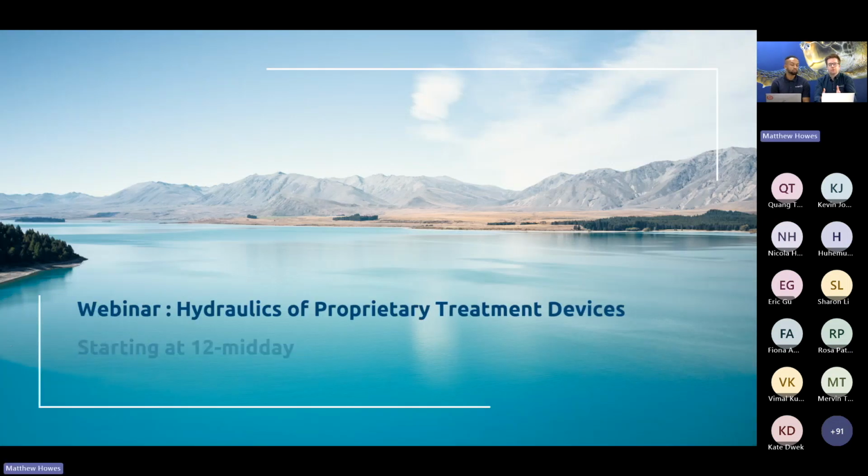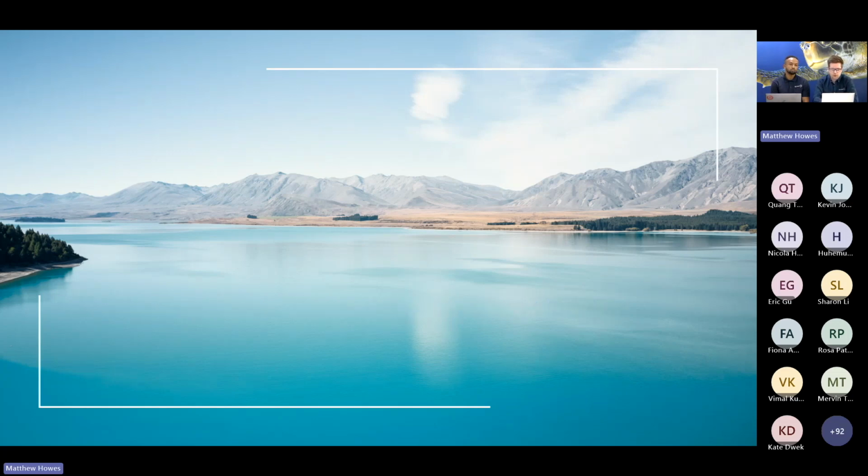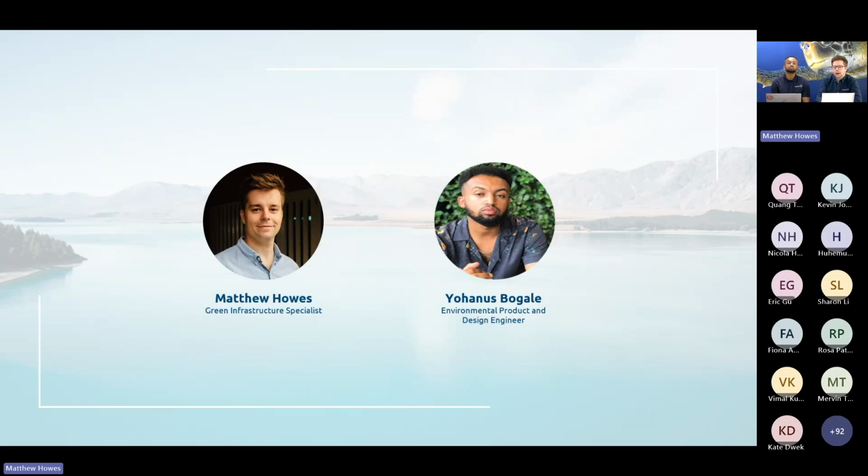So we'll make a start then with the presentation, and the hydraulics of proprietary treatment devices really is a very important part of how we get our devices to work. So a little bit about the two presenters. I'm Matthew Howes, the Green Infrastructure Specialist at Stormwater 360. I sit within the sales team, so we'll be dealing with a lot of the immediate inquiries that come through. And Johannes, do you want to introduce yourself? And hi, I'm Johannes, and I work in the engineering department of Stormwater 360. So I mostly design stormwater treatment devices to fit with the new stormwater network or stormwater line, and also considering some of the hydraulic implications it may have.